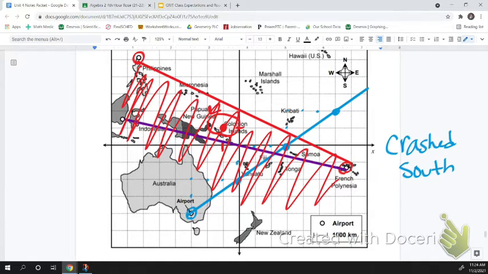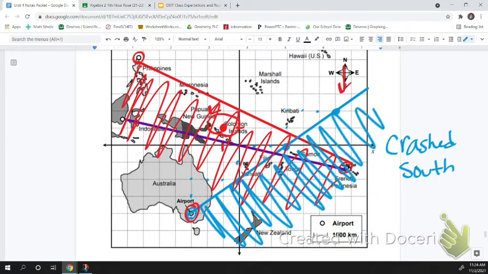We started at the airport in Australia. We went up 2,000 over 3, which is telling you slope. And each grid mark is 1,000 here. So you go up 2, right 3, up 2, right 3, and make that line. They said in their clue, they saw the hot air balloon crashing south of their flight path. South, below the blue line. So I'm going to shade blue here.